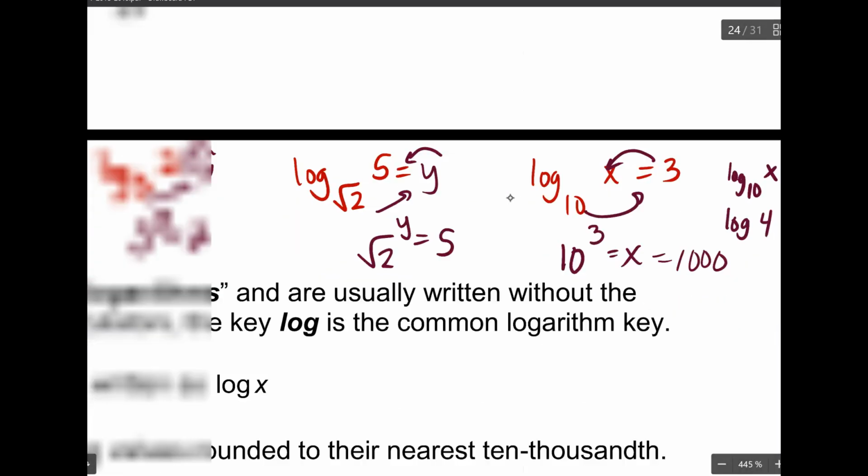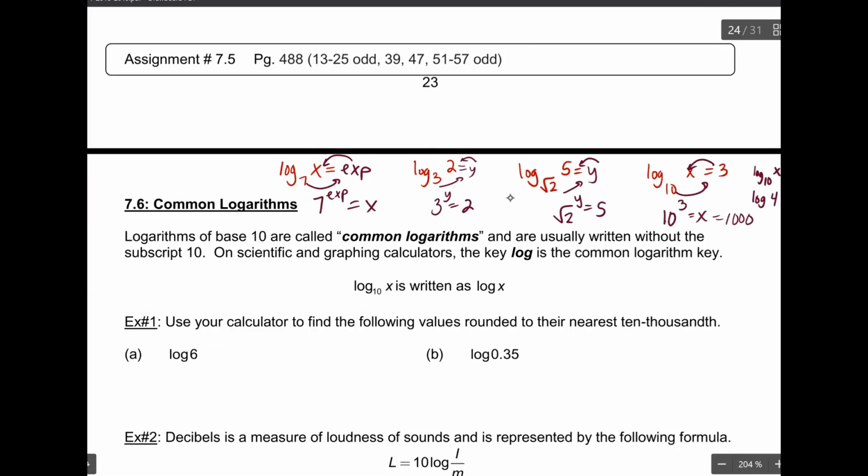All right, so that's a little intro of what we're going to be learning. So the common log, we're like halfway through. Common log is base 10. Logarithms of base 10 are called common logs. They're usually written without the subscript 10. On scientific and graphing calculators, the key log is the common logarithm key. So if you look at your calculator, you're going to see the log key, and whenever you use it, that's when you're using 10 as your base.